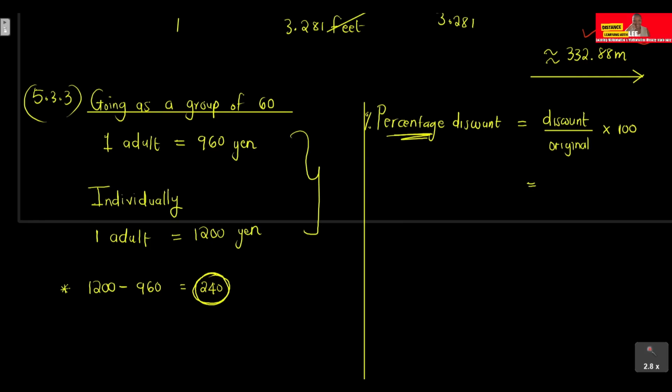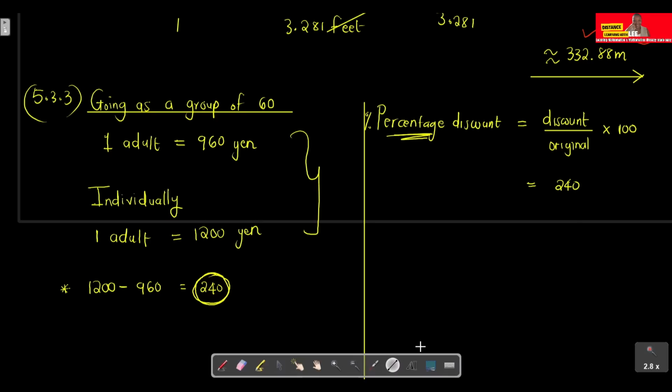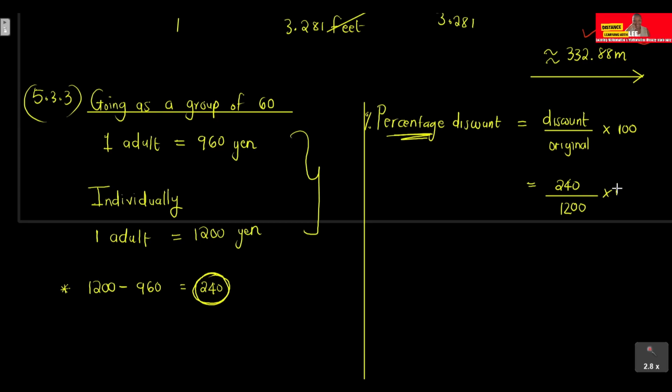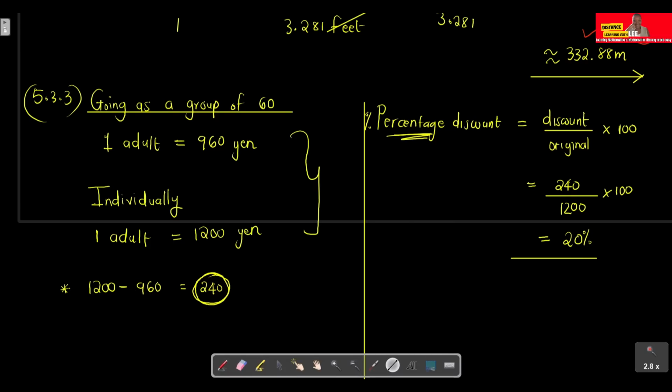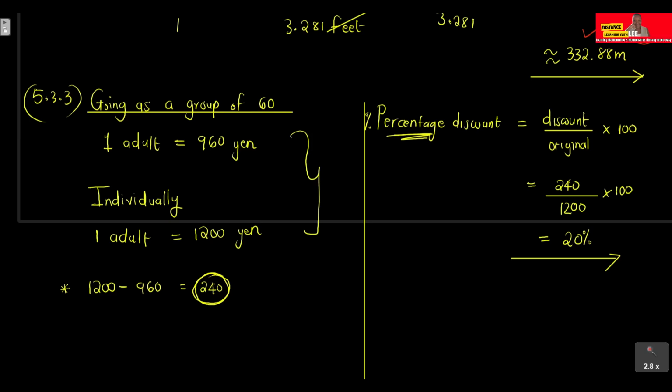So if you decide to go as a group, we see that you would be saving 240, divided by the original amount, which is 1,200, multiplied by 100. That is how we determine the percentage of the amount you would save if you decided to go as a group. If you punch that into your calculator, you'll find that if you go as a group, you pay 20% less than what you would pay if you decided to go individually.